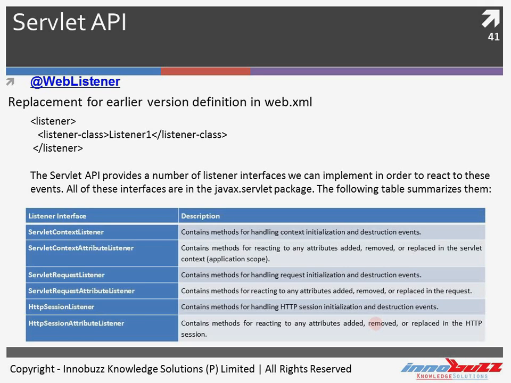There is ServletContextListener. Here it says it contains methods for handling the initialization and destruction events, and there is ServletContextAttributeListener, ServletRequestListener, ServletRequestAttributeListener, and HttpSessionListener. These HTTP session listeners are used when you have an HTTP session initialized, destroyed or removed. At that time you have these listeners invoked and handling the events. So like this you have many events handled using the listeners. We will see one example using this annotation.